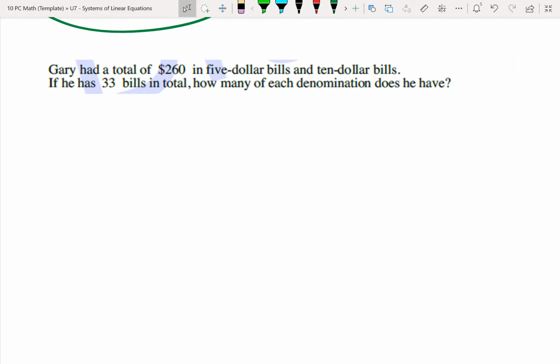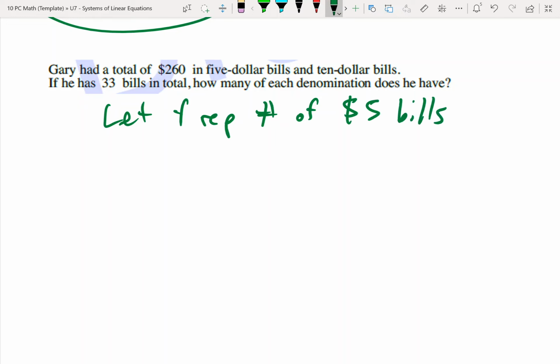Last one. Money ones are tricky. They follow a pattern, and you'll see. So how many of each denomination? So we got bills. I'm going to say let F represent the number of $5 bills. Now be careful. This is not the value of the bills. So if F equals 6, that doesn't mean it's $6. It means I have 6 physical bills, which would actually be 6 times 5 to get the value. And then we'll say that was F. Let T represent the number of $10 bills. You can use x and y, whatever, I don't care.